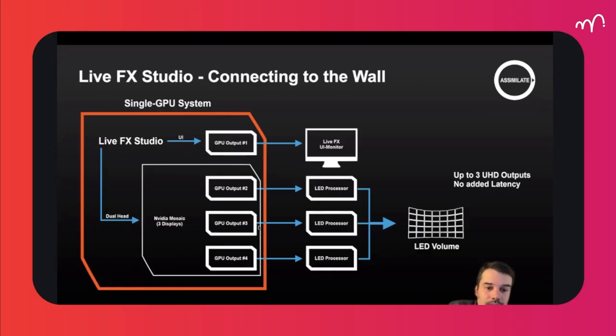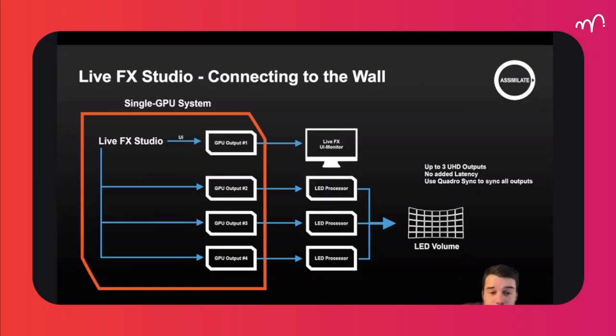Now, the trick is to get all these three outputs in sync. And one way to do that is through a feature called NVIDIA Mosaic, which basically wraps these three physical outputs into one big virtual output. And that's also what Windows sees. It basically sees one big monitor output to put the desktop to. You can also run these three outputs individually, but then they are not necessarily in sync unless you use a Quadro Sync card, which costs money.